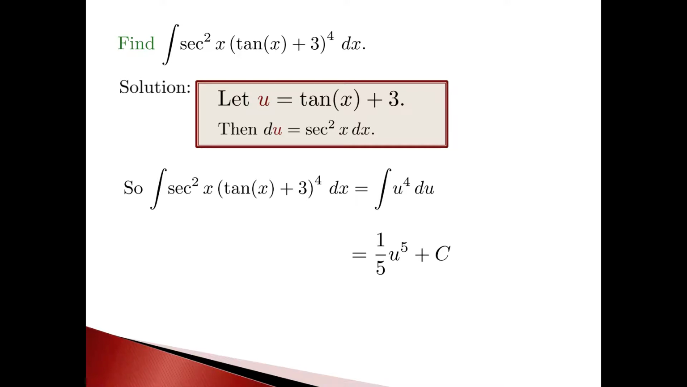And then turn those u's back into x's. So that makes 1/5, and then a big parentheses with tangent of x plus 3 raised to the 5th power, plus c.